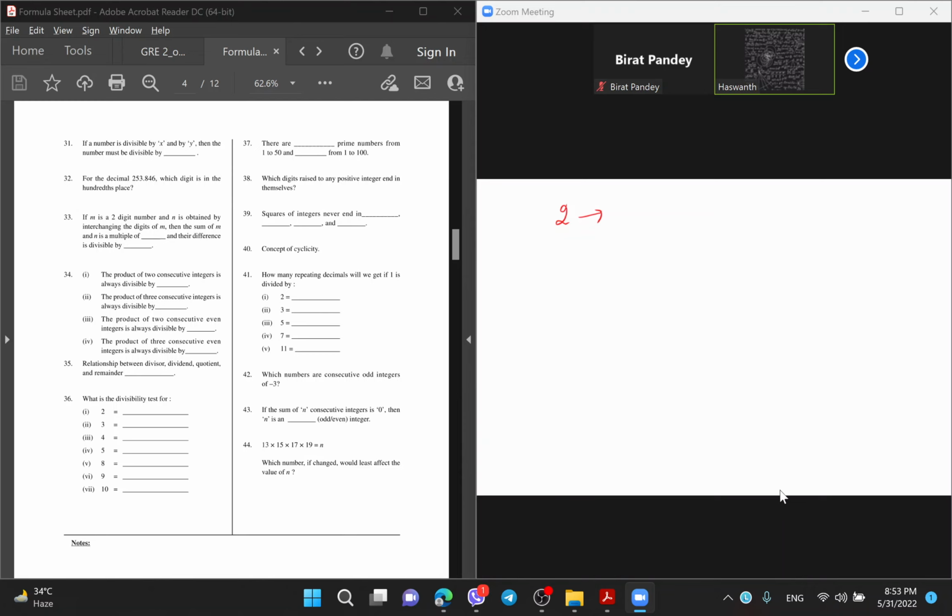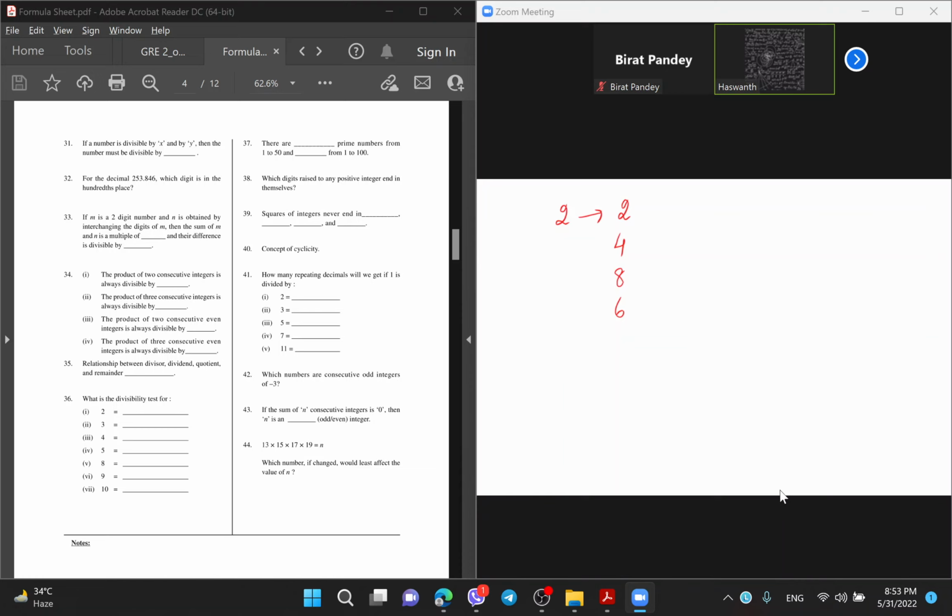What will be the units digit? We need to find out. So units digits, when different numbers are raised to some higher powers, we get from this concept. For example, let's say 2 is in the units digit of a number. That number, when raised to any positive integer, will end in either 2 or 4 or 8 or 6.